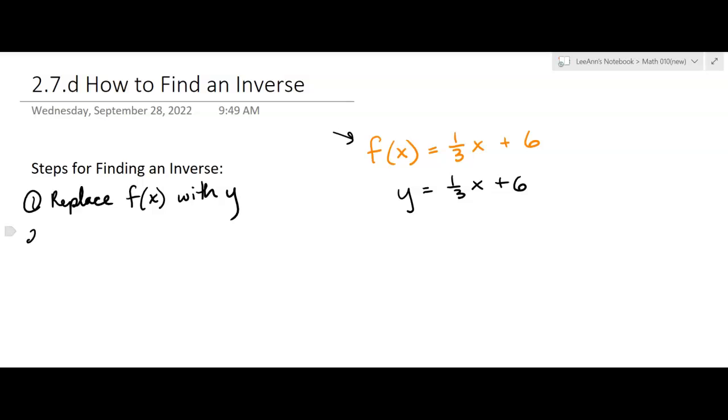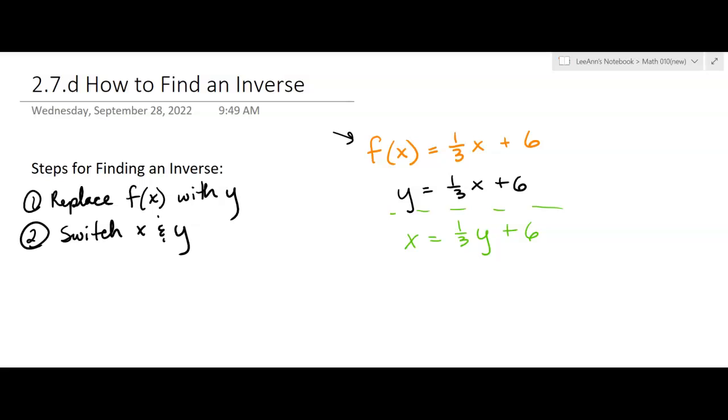Okay, step 2, this is where we go to the world of the inverse. You switch x and y. So all your x's become y's, all your y's become x's. So it's the old switcheroo. So I'm going to rewrite this now. I'll write it in green. X equals 1/3 y plus 6. Okay, so that's the line right there. We had the original function, and now when we make that switch, now we are talking about finding the inverse, okay? So that's what it's based on right there.